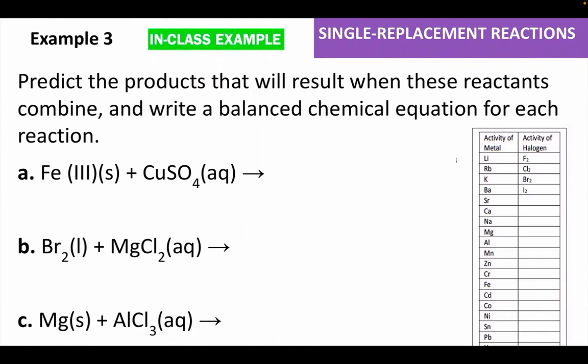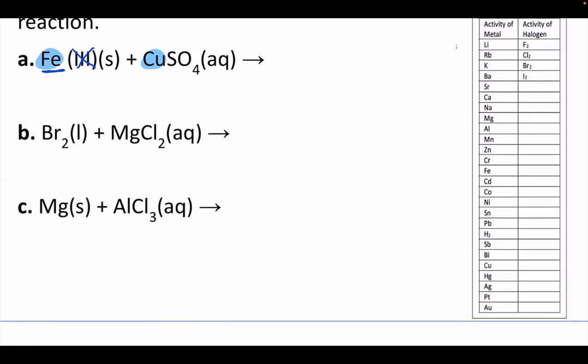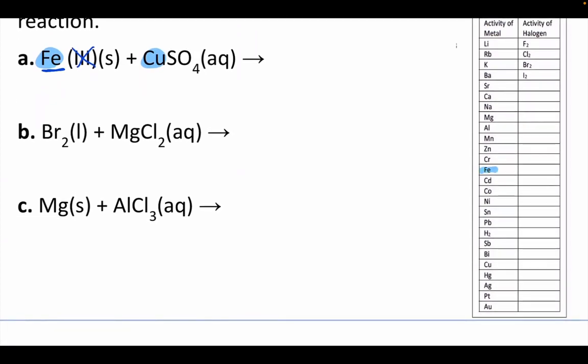So here we are. We're going to do iron. You normally don't write this, but the only reason we do is just so you know how to write the formula of the compound. So we're really comparing iron and copper. And then we find them on this activity series. Here's iron. And where's copper? Here's copper. So that reaction will happen.